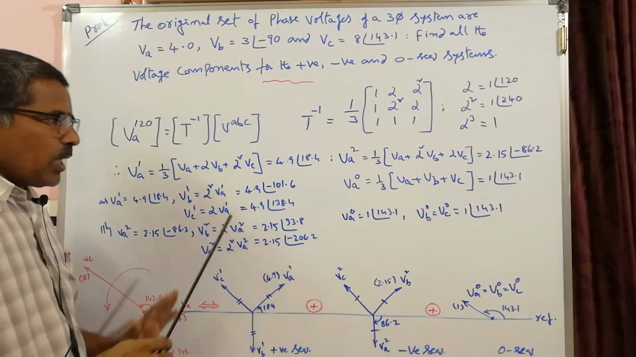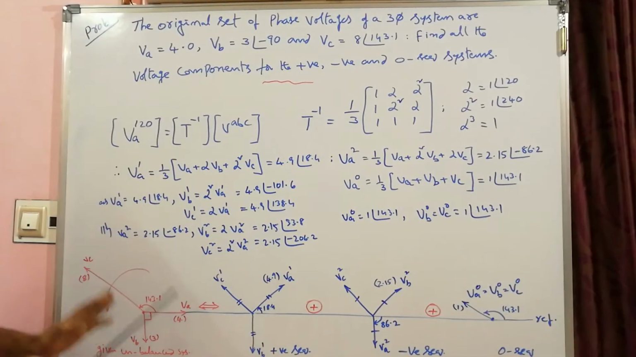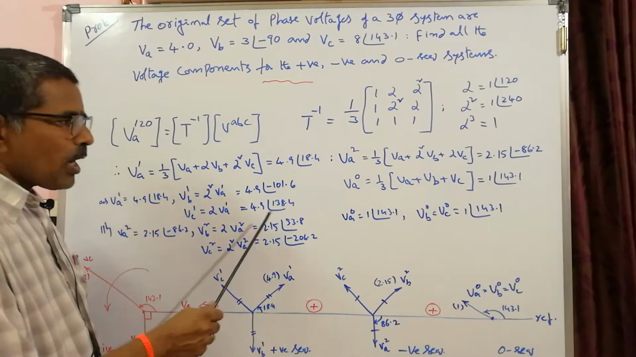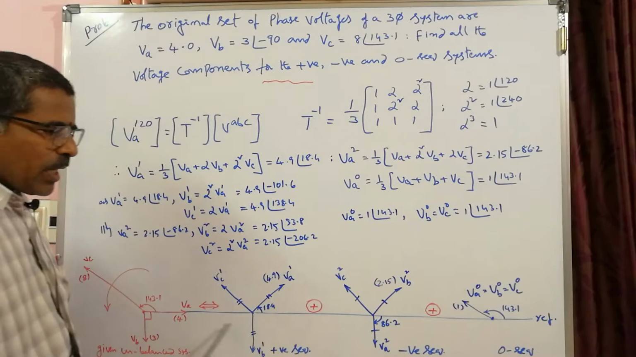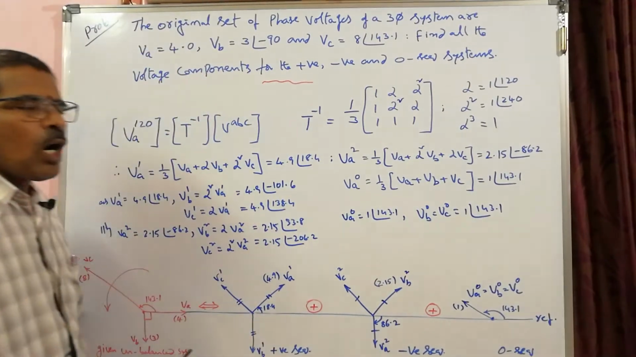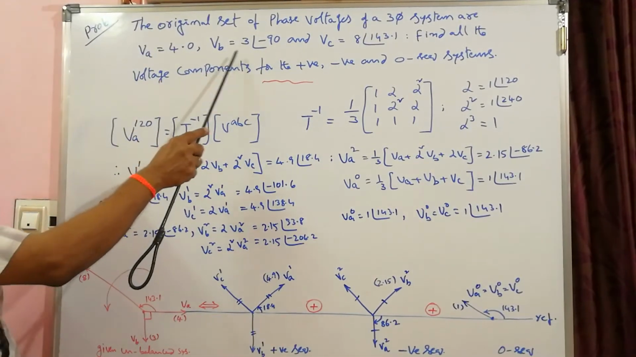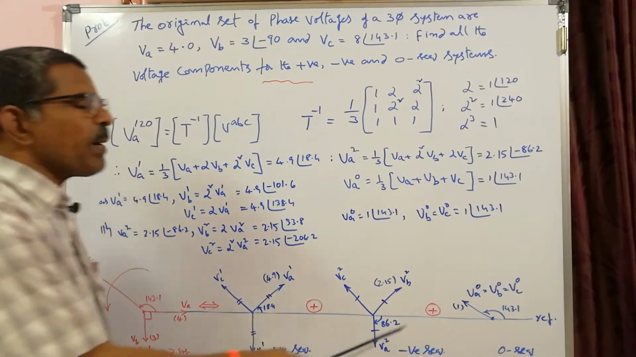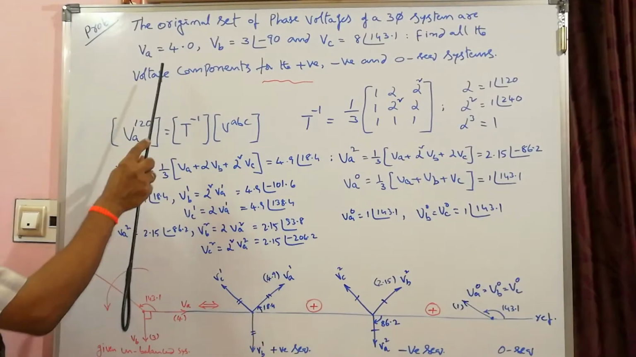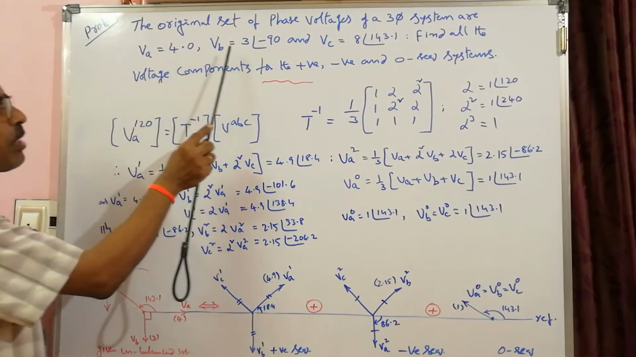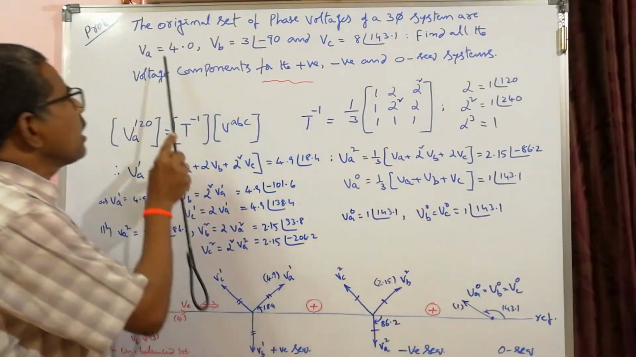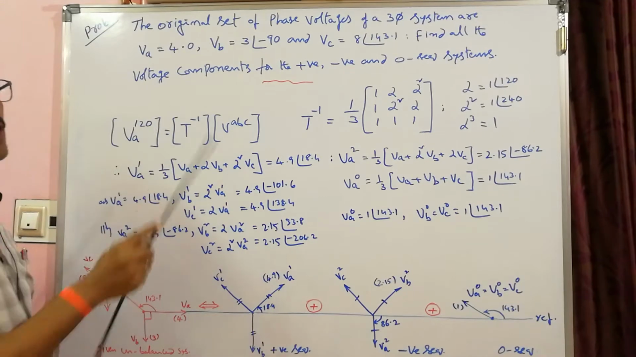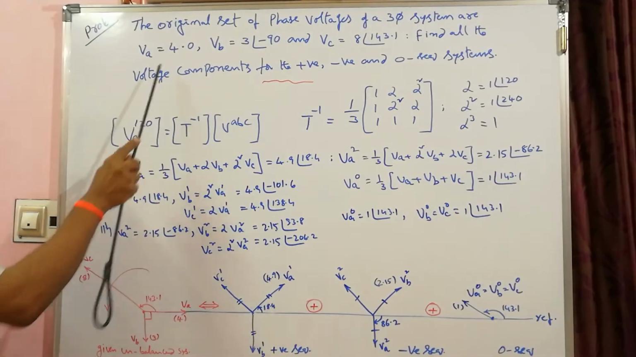Now for the same problem, you can get more clarity if you draw phasor diagrams corresponding to this. It really gives us the complete idea of how you are resolving an unbalanced set of 3 voltages into 3 balanced sets. Please see, I have simply drawn VA, VB, VC taking this as the reference axis, and VA is 4.0, which means angle 0, taken as reference.